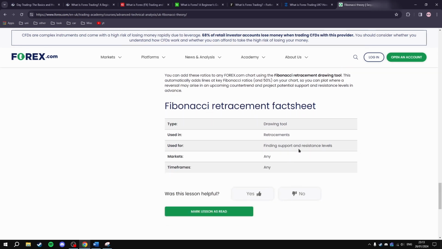Fibonacci retracement fact sheet. Type: drawing tool. Used in: retracements. Used for finding support and resistance levels. Markets: any. Time frames: any.